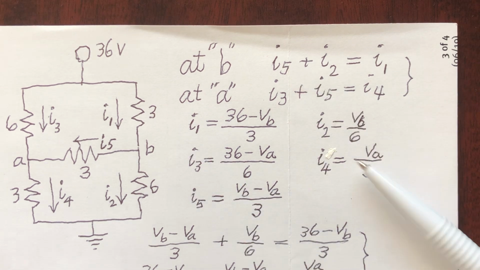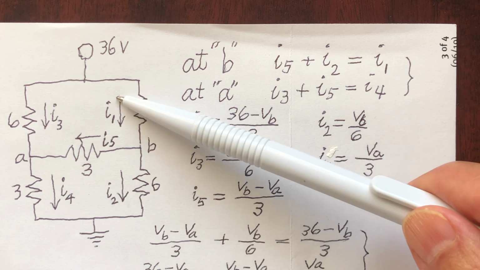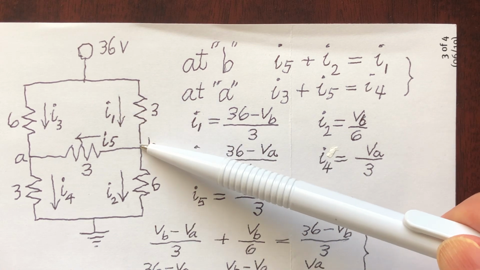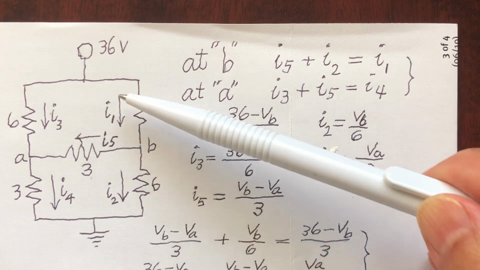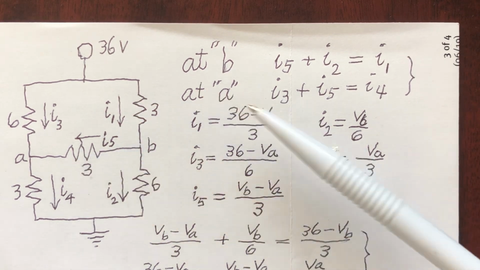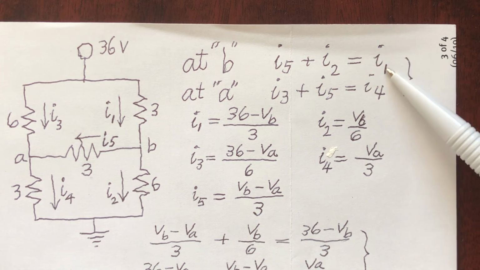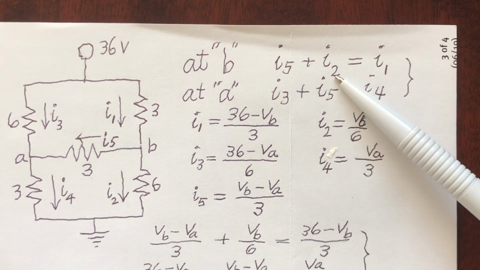oh no, I made a serious mistake. This current is going down and it is divided into two paths. So I1 is divided into I2 and I5. Therefore, I1 is equal to I5 plus I2.